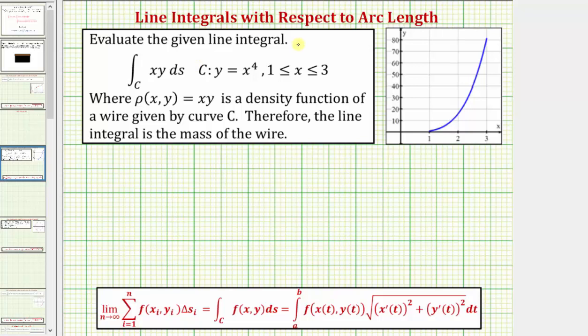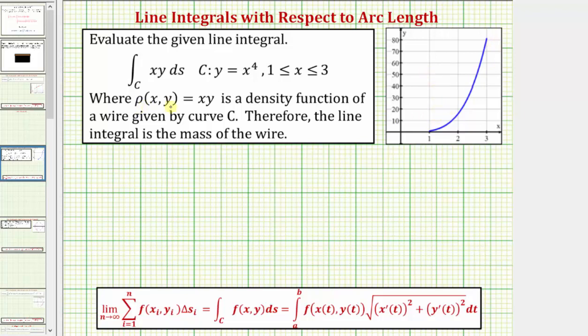We want to evaluate the given line integral, where we have the line integral of xy integrated along the curve C with respect to arc length. And we're given the curve C is y equals x to the fourth when x is on the closed interval from 1 to 3, so this will be the curve C.